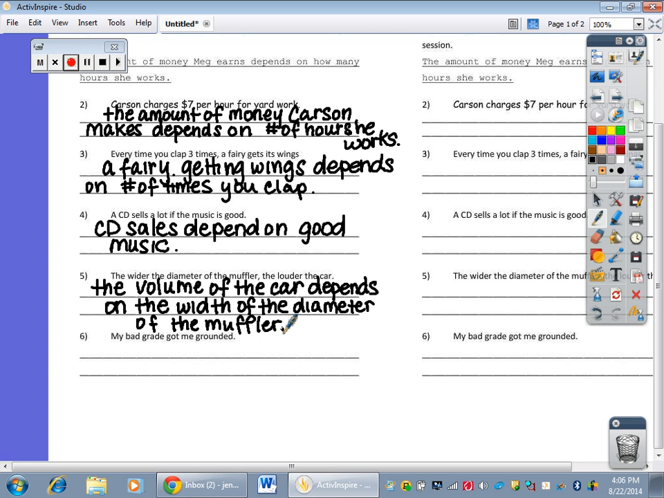Number 6, my bad grade got me grounded. So, if I have a bad grade, then I'm getting grounded. So the bad grade is independent. Okay, getting grounded depends on your bad grade. So, getting grounded would be your dependent variable. So, I'm going to go ahead and say getting grounded depends on my bad grade.